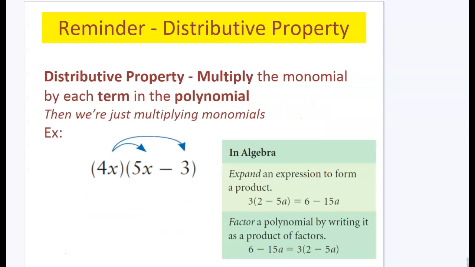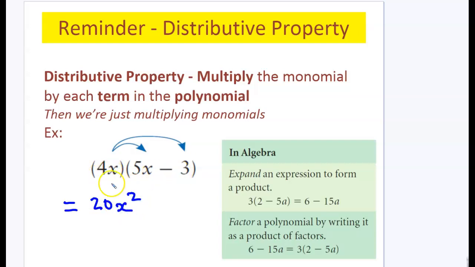Now, a review from Math 9, we have the distribution property. That's when we multiply a monomial by, say, a binomial in this example. The first thing I'm going to do is distribute the 4x. So I multiply 4x by 5x. 4 times 5 is 20, and x times x is going to be x squared.